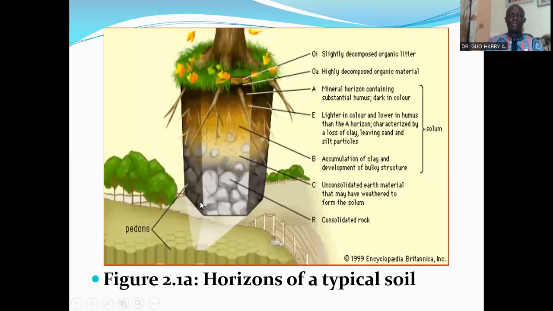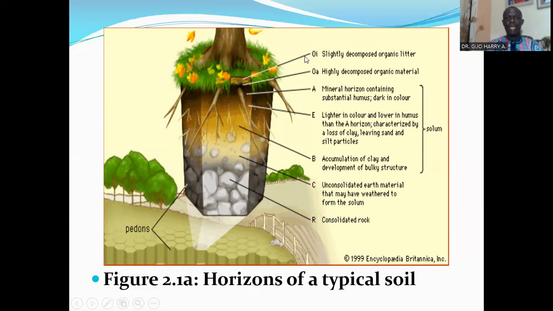Now I want to look at this figure to have a better understanding of soil horizonation. We have said already that soil horizonation refers to the discrete layers that make up the soil profile. Now this soil has various layers, strata, the various layers.